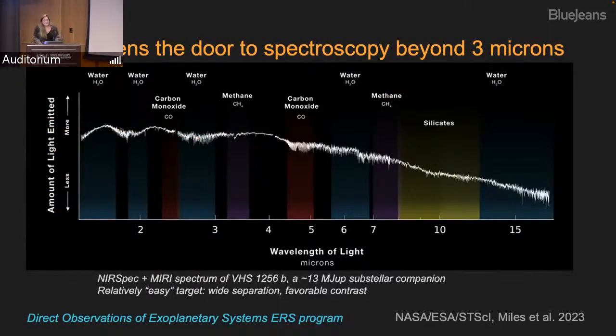So we get to see this plot again because it's so exciting. JWST NIRSpec opens the door to moderate resolution spectroscopy beyond 3 microns. So here's our plot of VHS 1256b from Miles et al. 2023, illustrating the amazing spectral features and spectral information we've never had access to before. But VHS 1256b is a fairly low contrast object to image due to its large separation.